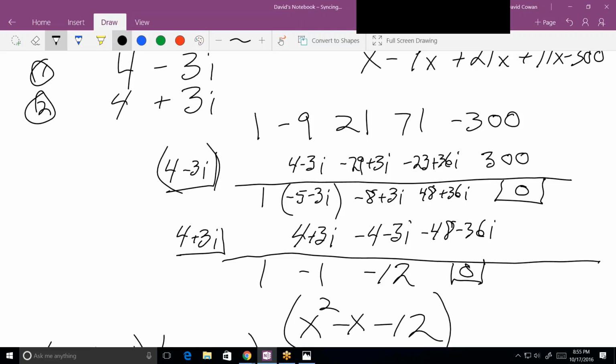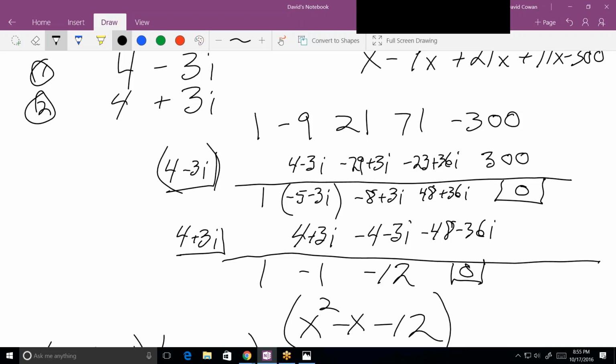And boy, you just want to make sure you don't make a mistake. There's an awful lot of multiplication and addition going on here, so it's really easy to make a mistake, but you would know it because you wouldn't get 0. If you get anything other than 0, you've made a math error.